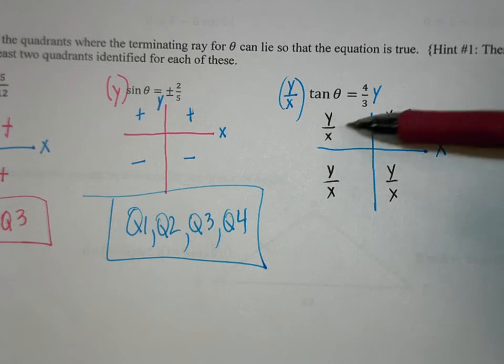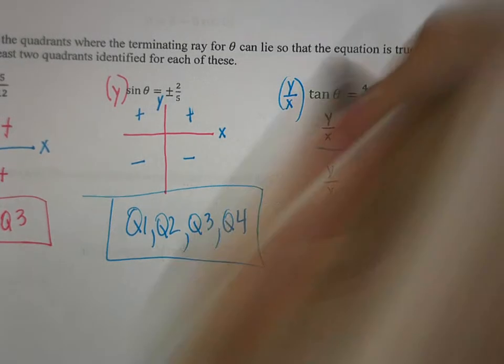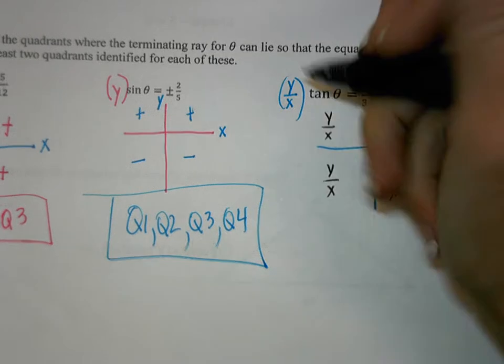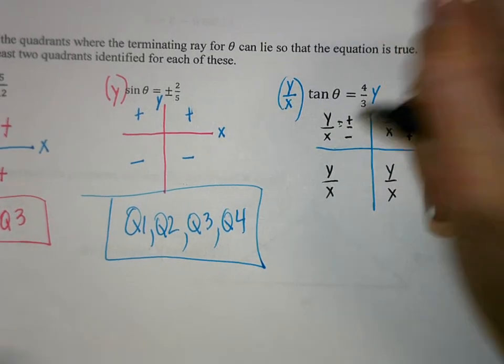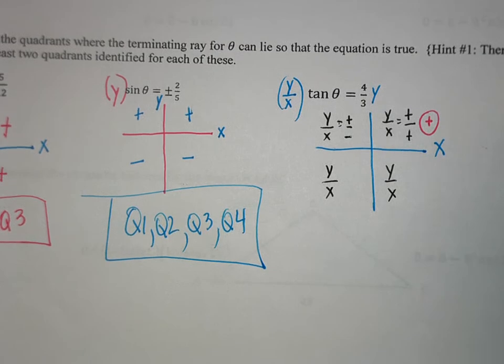Okay, in quadrant 2, the y value is what? Positive, and the x value is negative, and a positive divided by a negative is a negative.